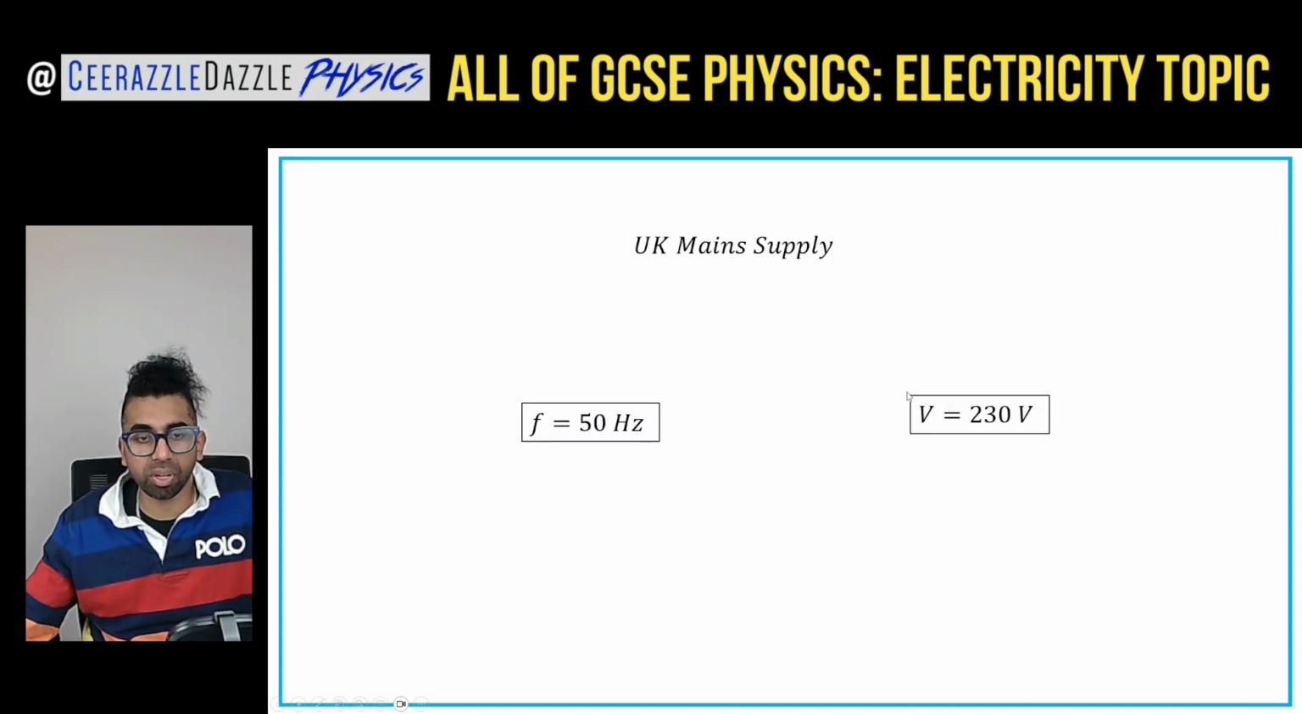Okay, and the UK main supply is going to be 50 hertz and the voltage is 230 volts, everyone. So make sure you put this into your mind as well. So every single UK main supply is oscillating at 50 hertz, obviously AC, and the voltage is 230 volts.